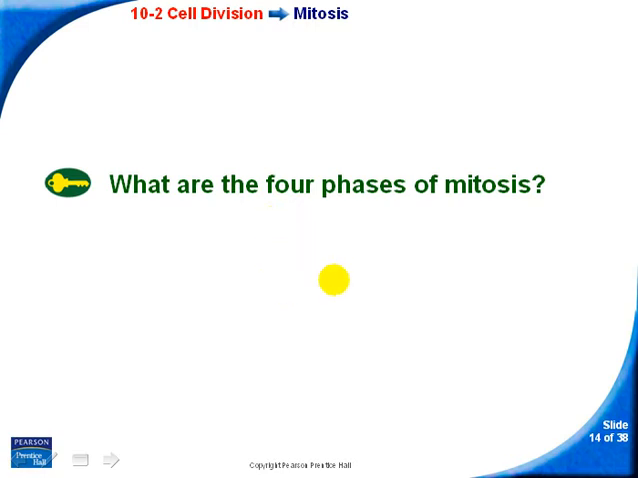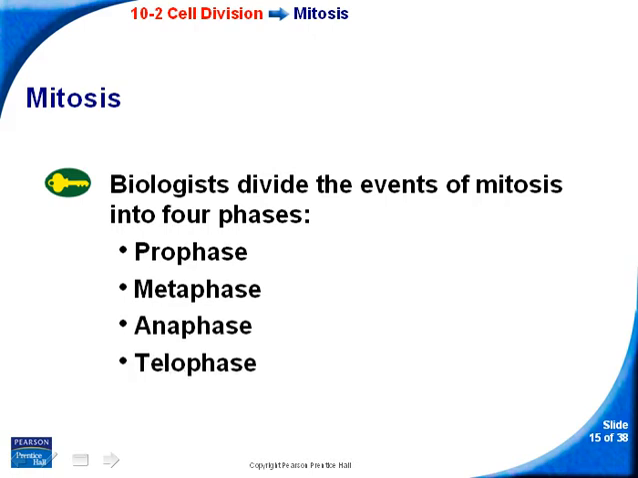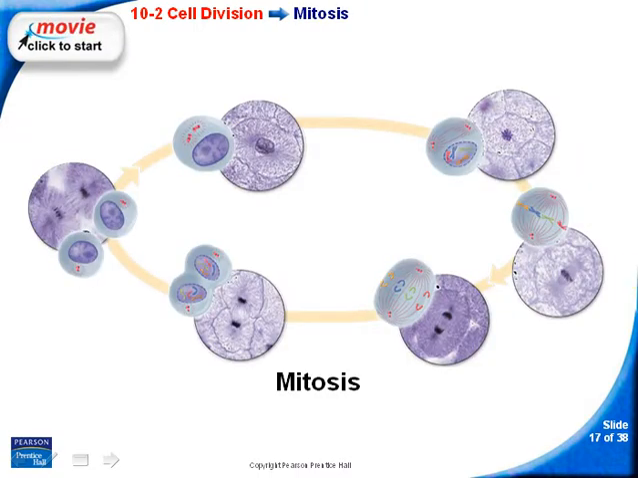Let's look at the four phases of mitosis: prophase, metaphase, anaphase, and telophase. Once again, let's look at the whole overall picture again. We're now going to talk about mitosis, which is this part, and cytokinesis, which is this part of the cell cycle. We also know it as the M phase. And this is really where cell division occurs. Here's a picture of it.